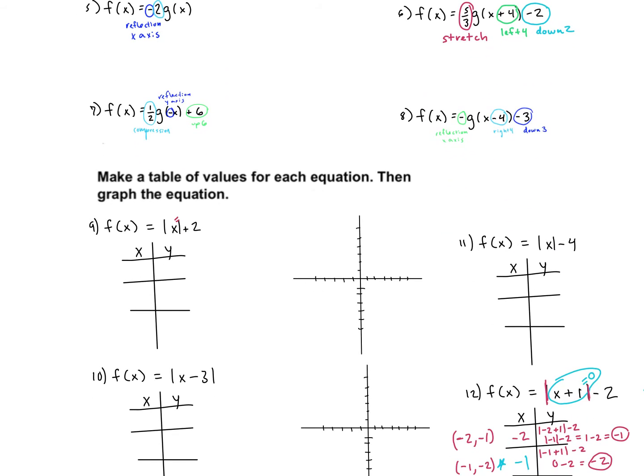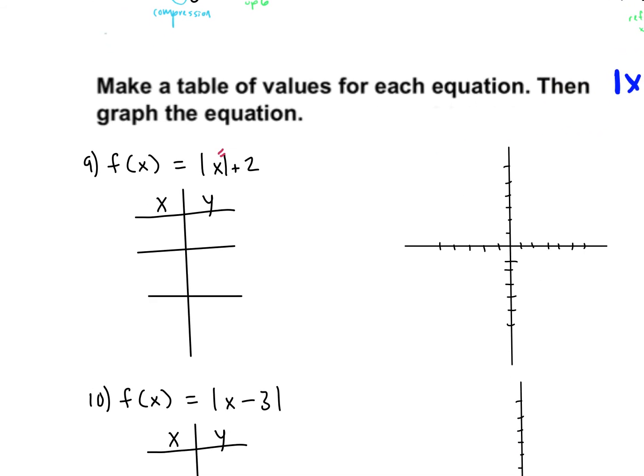Let's look at graphing. Whenever we just have the absolute value of x, we want our middle number to be 0. So our middle number here is going to be 0. And then we just need a number smaller and a number bigger. What's a number smaller than 0? -1, a number bigger? 1. If you wanted to do -3, 0, and 3, that's totally fine. You can pick whatever number smaller, whatever number bigger.